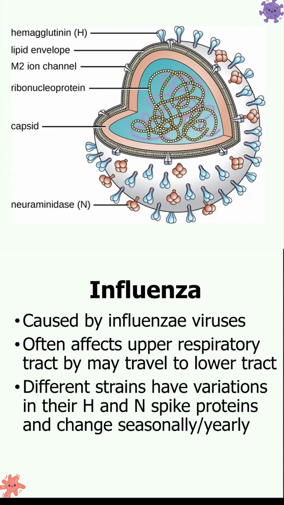And again, there are different strains of the flu virus. And the reason why is because these spike proteins, the H spike protein and the N spike protein, they can change yearly or seasonally. And so that's why we have the seasonal flu, as some people would say. Every year we have a different strain, and that is because there's different H and N proteins. And these viruses like to mutate a lot, change their H and N protein. So every year we have a new flu virus. That's why we always have to have a new flu shot, because every year it's different.